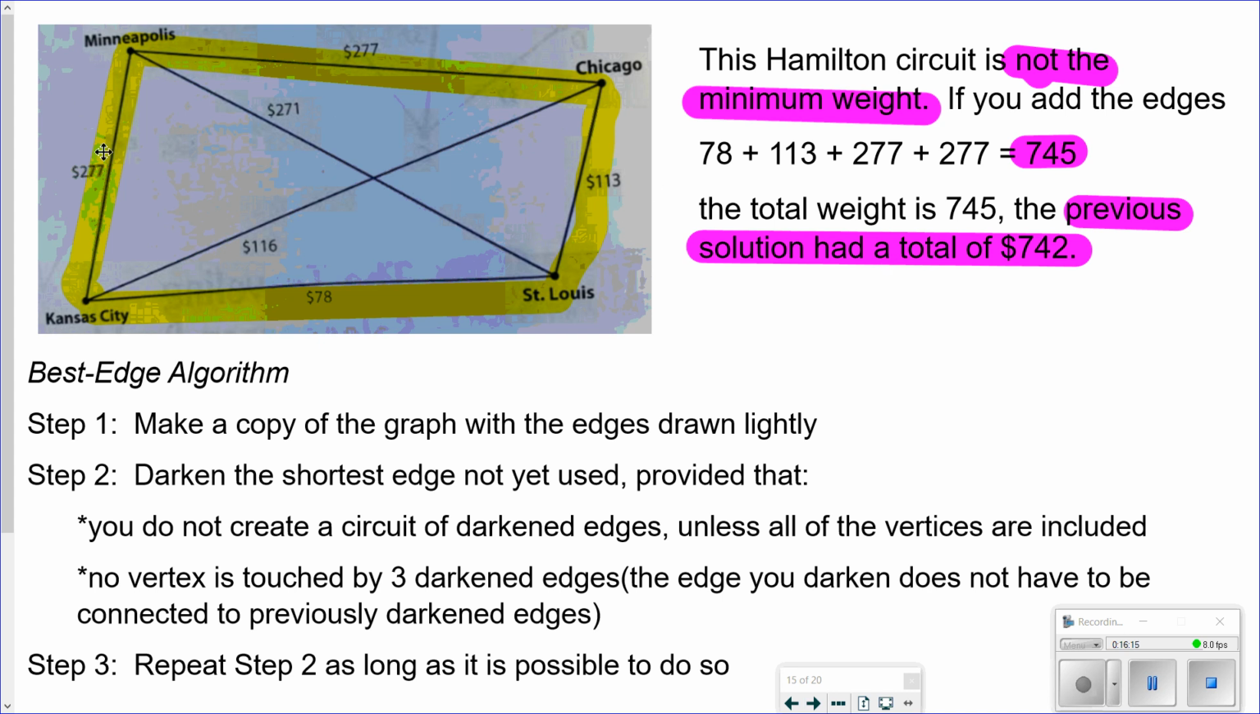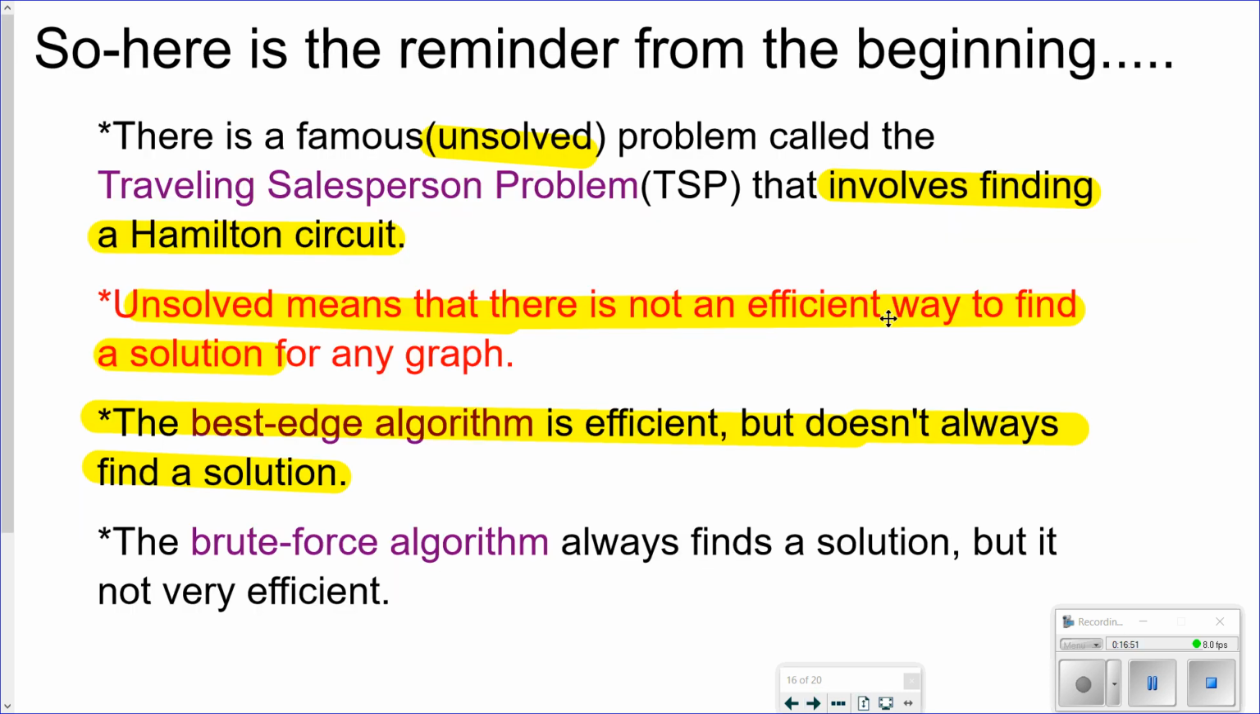If we add up these four edges, we actually get a total weight of 745, which we know is not the minimum weight possible, because we found a different solution before that had a total weight of 742. So obviously 745 is bigger than that. This is the problem with the best edge algorithm. It doesn't always give us the right solution.